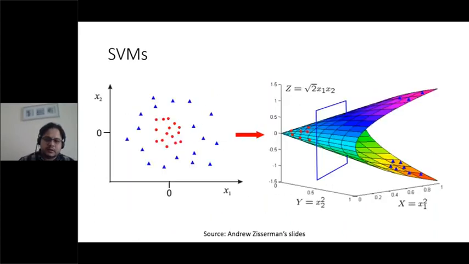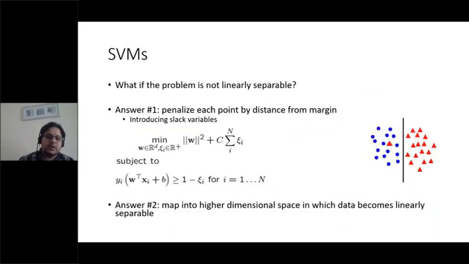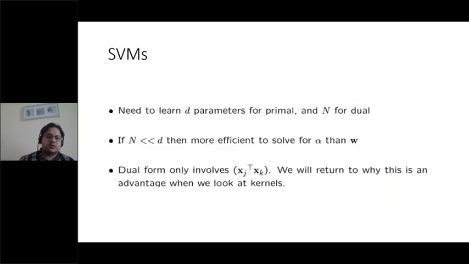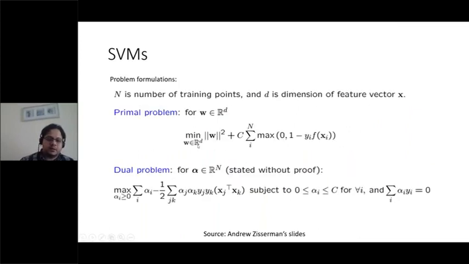One second. What we are trying to optimize here is the W's, and the number of W's will tell us how long it will take us to optimize it. But if the number of dimensions is high, the dual doesn't depend on it. It depends only on the points, and they are equivalent problems.